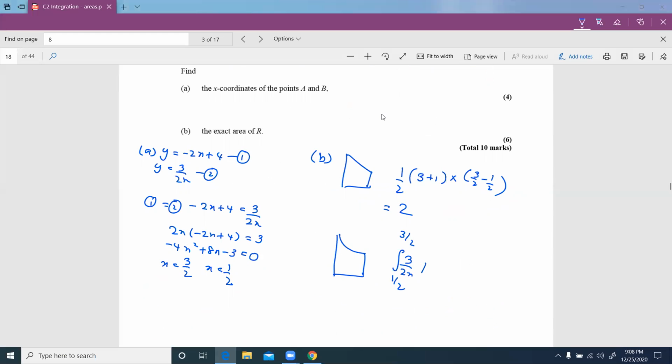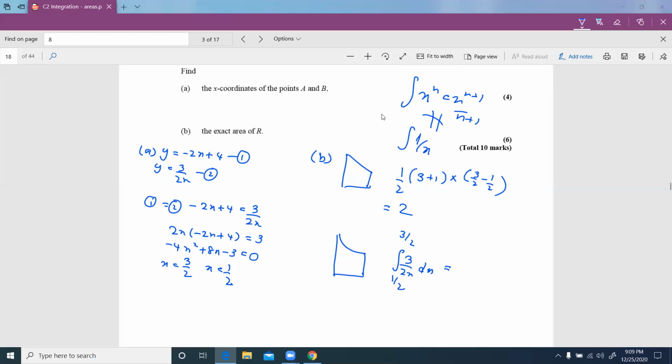3/2x. For this question, you cannot apply the x to the power n formula. You can only get this answer from integration, and you can't use the formula x to the power n is x to the power n plus 1 over n plus 1 for this question. It is not applicable for the 1/x situation. Plus some constant k.